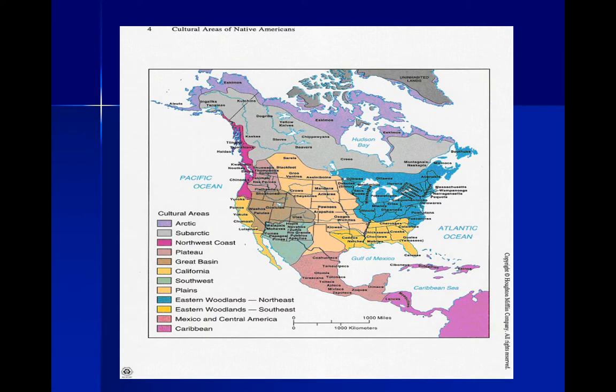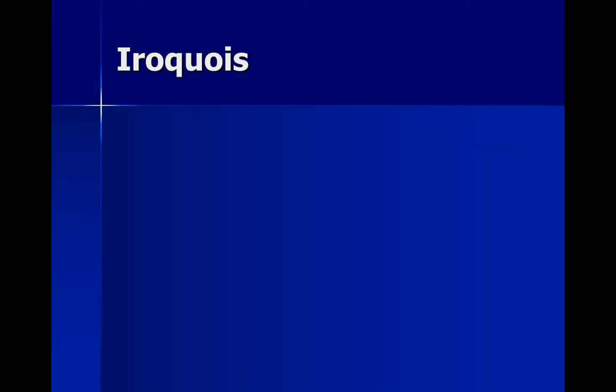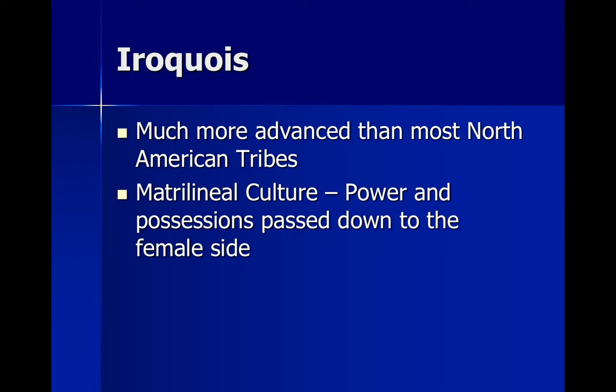The most well-known of the tribes was the Iroquois. They were probably the most advanced tribes when it came to, at least when it came to North American Indian tribes. They were the most advanced. They were nothing even close to the Aztecs, Mayans, and Incas, but they were advanced for North America as far as North American Indians go.